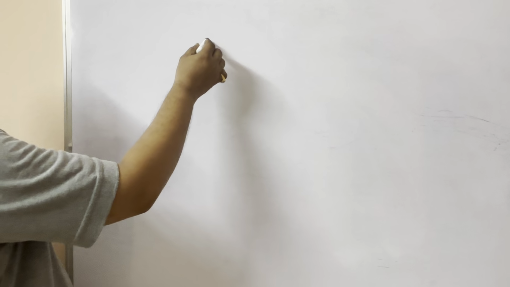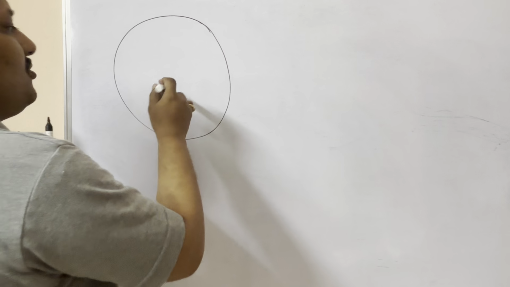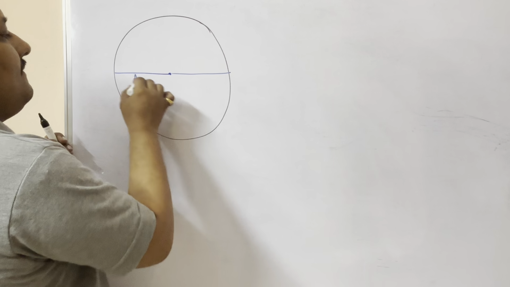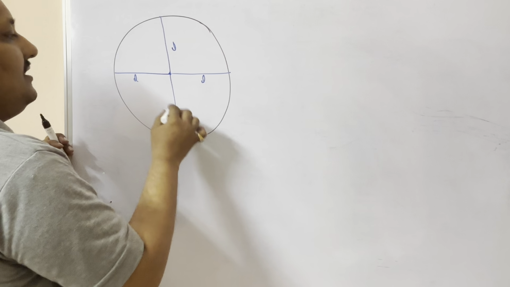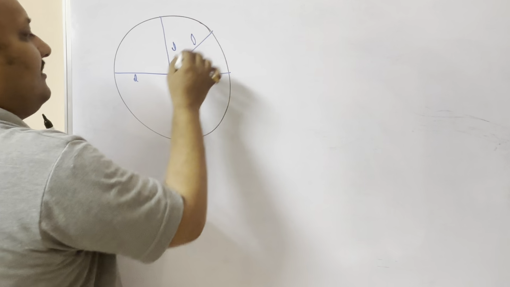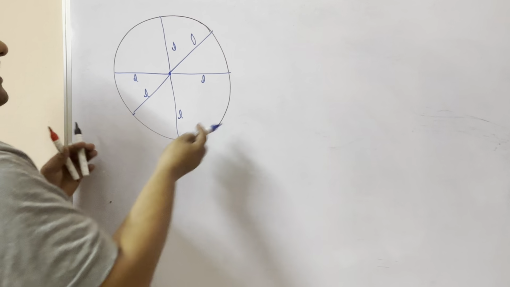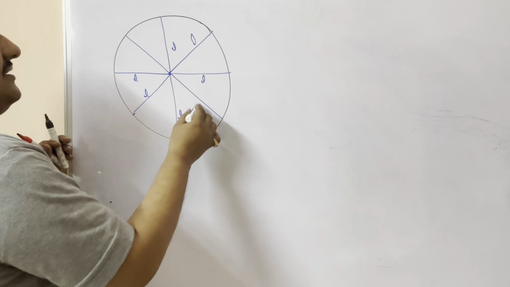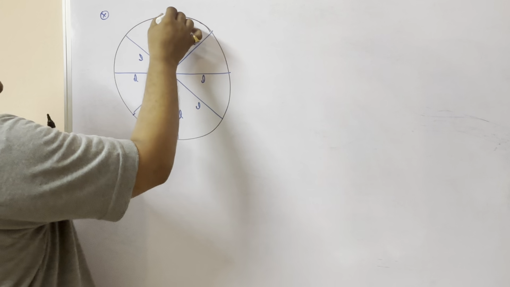Next, in a cycle wheel, spokes are present. Each has length L, and many will be there. Here you can count how many there are. So 1, 2, 3, 4, 5, 6 I am taking. You can take two more, 7, 8, like this. How many are we going to take? This is rotating in a magnetic field.